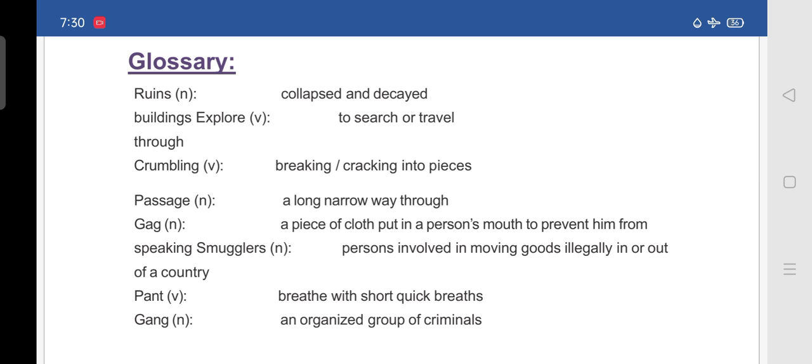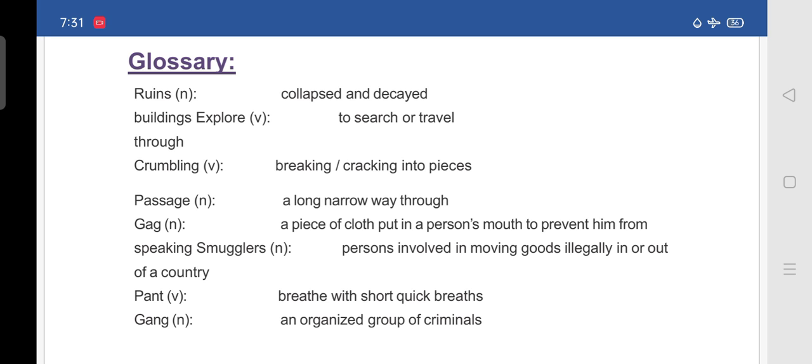Ruins means collapsed and decayed buildings. Explore means to reach or travel through. Crumbling means breaking or cracking into pieces. Passage, a long narrow way through.